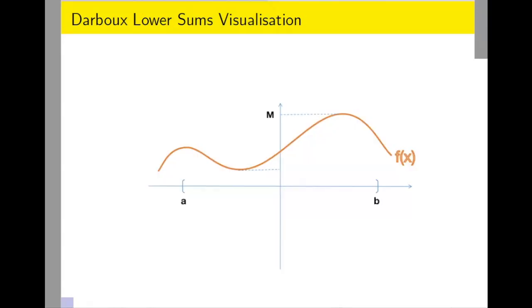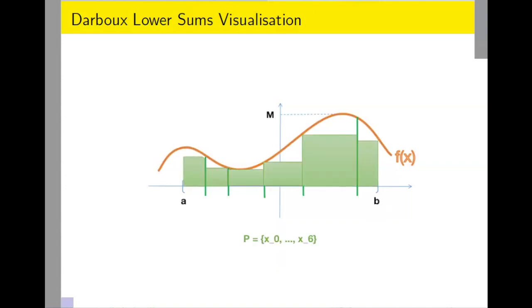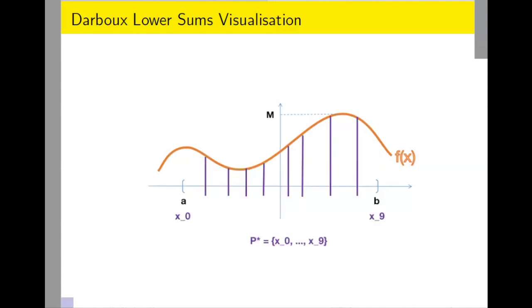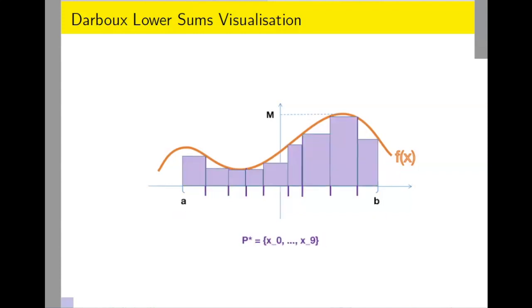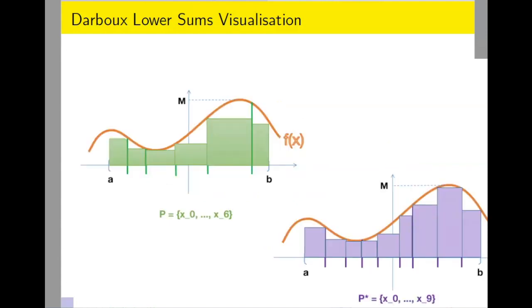We first have a partition P with k partition points. We then take the Darboux lower sums and it looks like this. We now have a partition P star with more than k partition points. And a Darboux lower sum is this. Putting the graphs side by side, we note that the Darboux lower sum when the partition is P is less than the Darboux lower sum when the partition is P star.